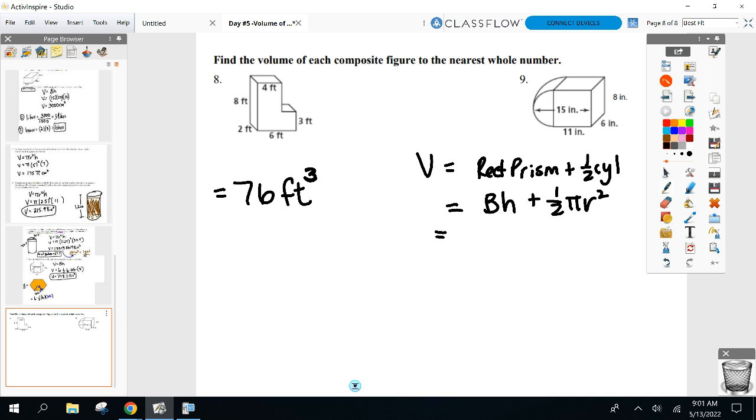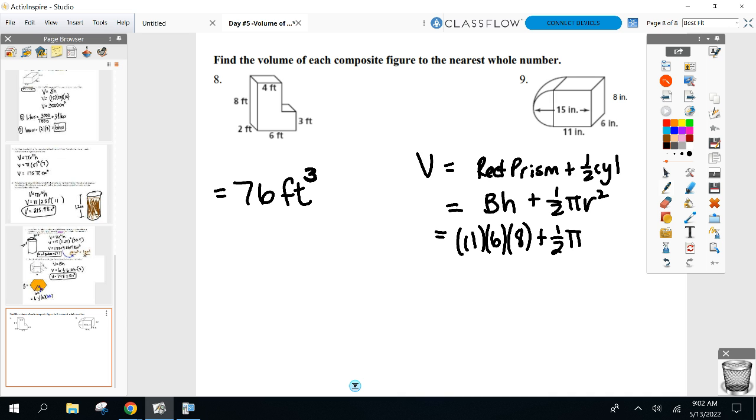All right, so help me out here. I got 11 times 6 for the base. What's the height of this prism? 8 inches. Plus 1/2 pi. Ooh, what about the radius? There's a couple ways you could get the radius here. What's the radius of this half cylinder? 8. Well, the diameter is 8. Diameter is 8, so radius of 4.